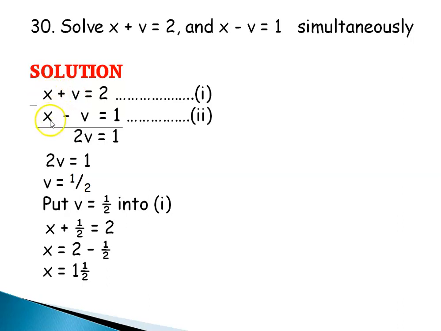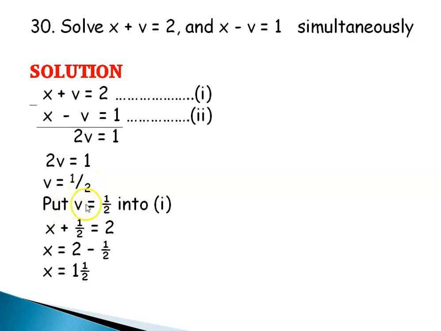X minus x is 0, so I have eliminated x. I'm left with v. V minus minus v is the same thing as saying v plus v, and that's 2v. 2 minus 1 is 1. 2v is equal to 1, isn't it? Now divide both sides by 2. 2v divided by 2 is v. 1 divided by 2 is half. So v is equal to half.